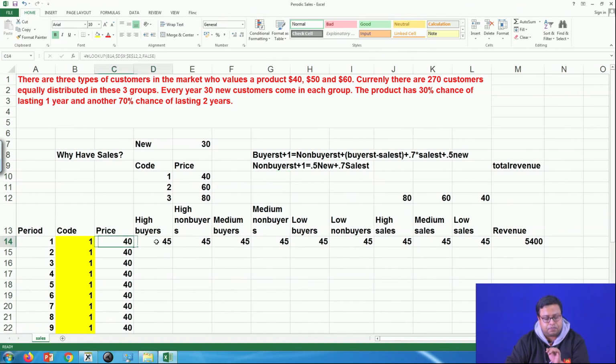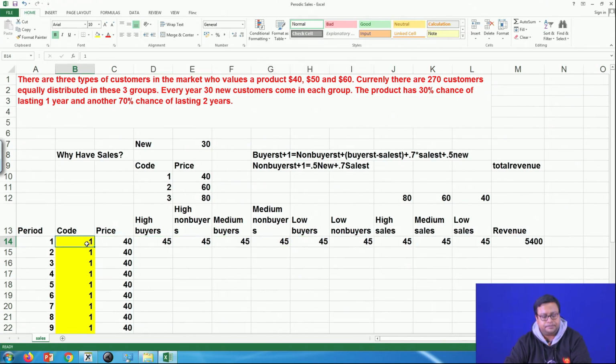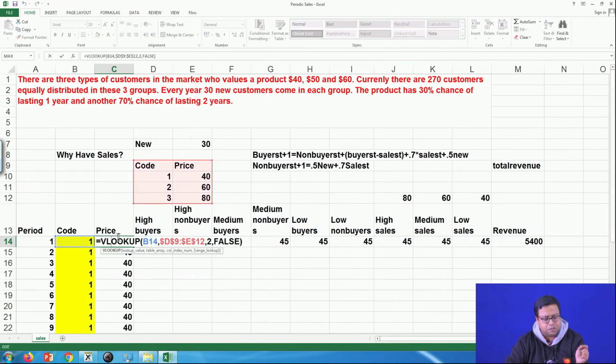Now in the first time period, these 270 guys are actually distributed into these 6 groups. That means high group, medium group and low group, and then buyer and non-buyer group. Each of them is absolutely even, that means 45, 45, 45. So if by chance I start with one single price, that every time period the price code is 1, what is the corresponding price?